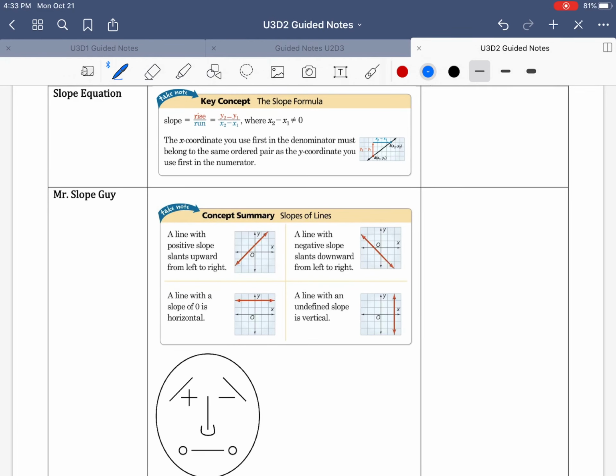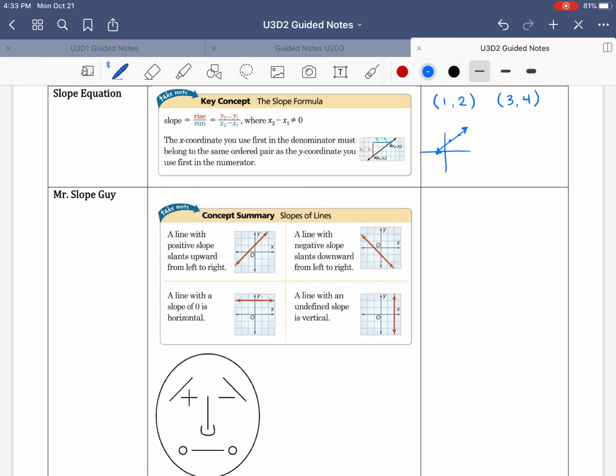Now, if you're given two coordinate points, so coordinate points are when you have your parentheses, you can use the slope equation to determine the slope of those two coordinate points. So for example, if we have the point (1, 2) like that, and then (3, 4) like that, you have that line. Now, how steep is that line?